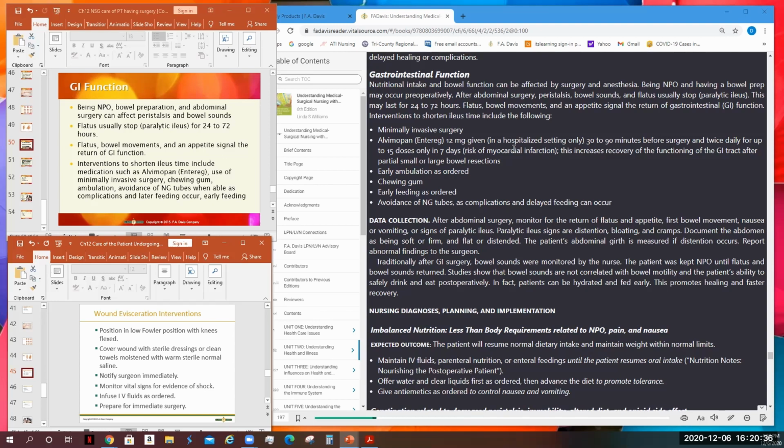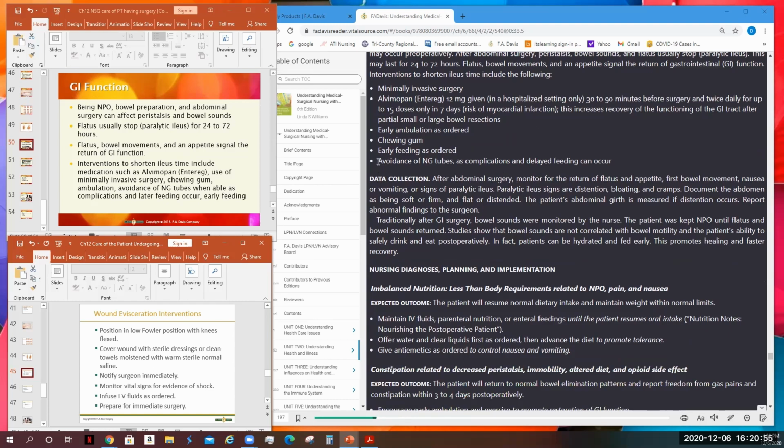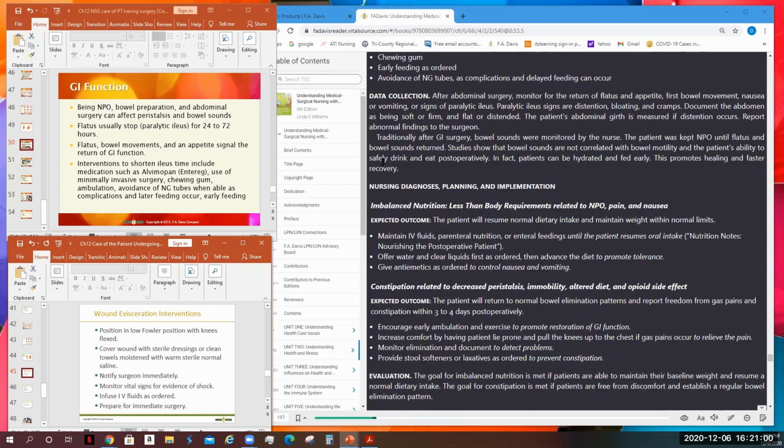This increases recovery of the functioning of the GI tract after partial, small, or large bowel resections. Early ambulation as ordered, chewing gum, early feeding as ordered, avoidance of NG tubes as complications and delayed feeding can occur. Data collection. After abdominal surgery, monitor for the return of flatus, which is gas or farts, and appetite.